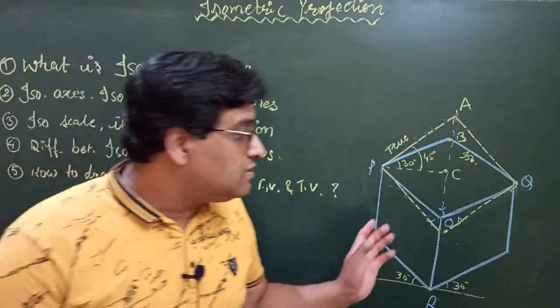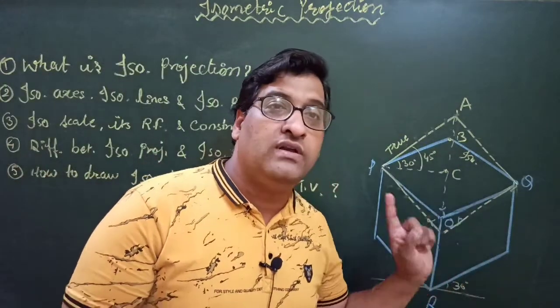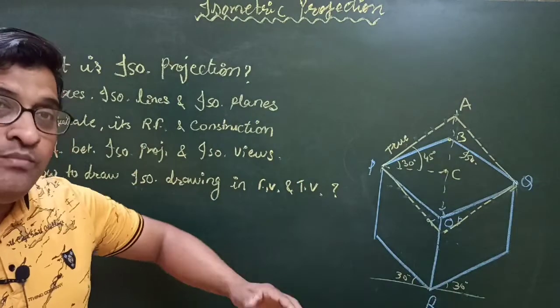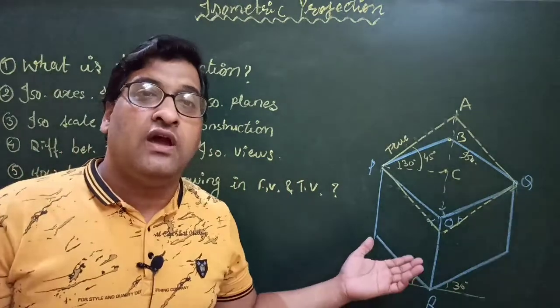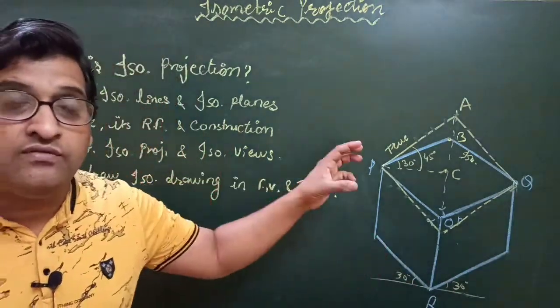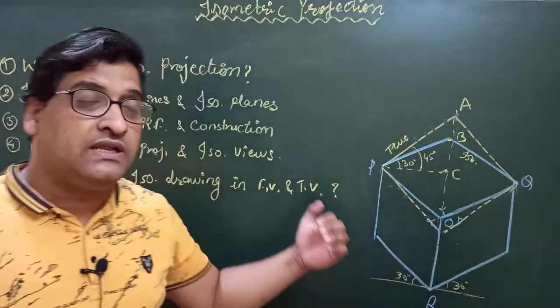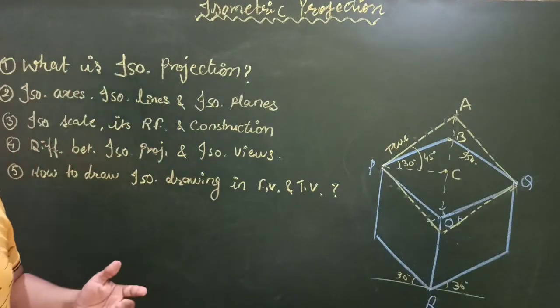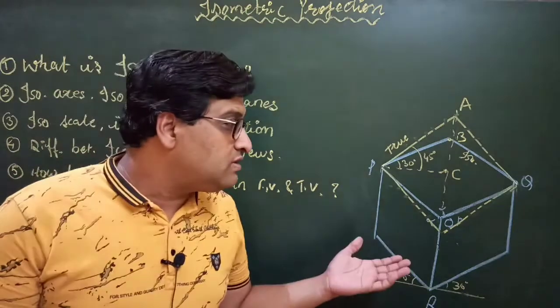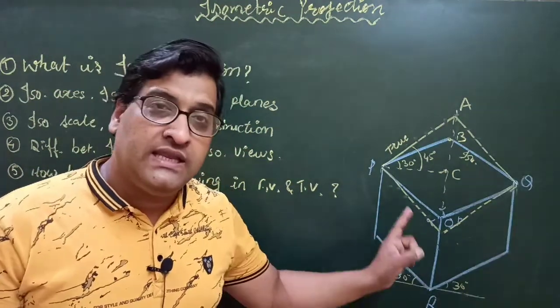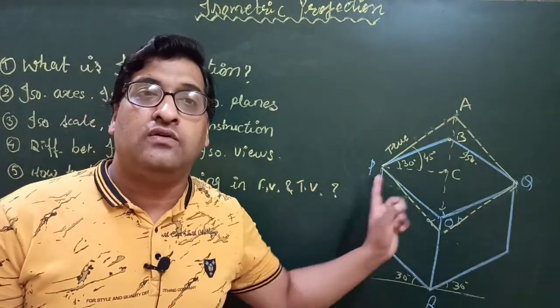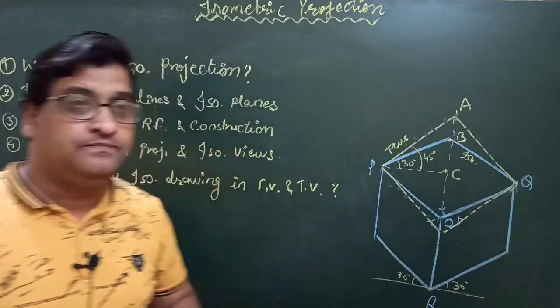So all the dimensions are visible in one figure only, as compared to orthographic projection where we have to draw multi views, front view separately, top view separately, and then we have to draw the side views also to know the details of an object. But in case of isometric view, we can get all the details in one diagram only.